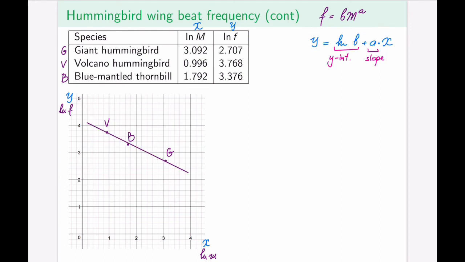There we go, not so bad. The iPad corrected my inability to draw straight lines on a glass surface. And there we go. It looks like the points approximately lie on the same line. And with lines, we know exactly how to find them. So what we're going to do is pick 2 points on this line. My iPad chose V and G to draw the line through, so I'm just going to pick those 2 and find the equation of the line through those 2 points.